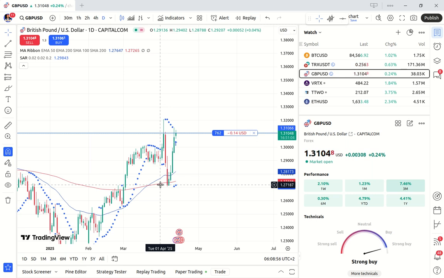The next thing you need to pay attention to is something called the parabolic SAR.